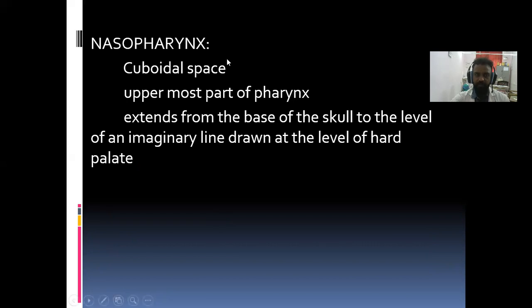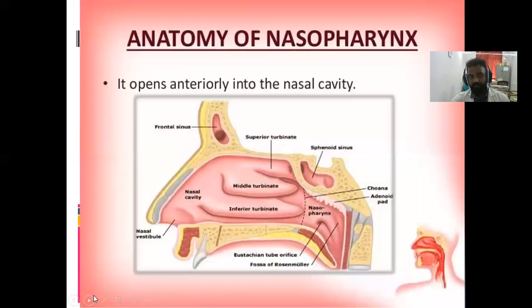Nasopharynx is a cuboidal space, the uppermost part of the pharynx, which extends from the base of the skull to the hard palate. Anatomy of the nasopharynx: it opens anteriorly into the nasal cavity. In this diagram, we can see the nasopharynx, which lies anteriorly.